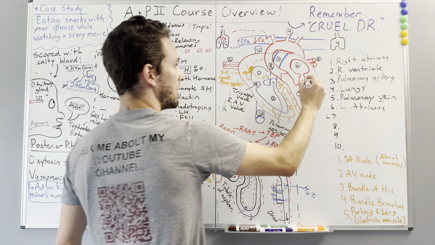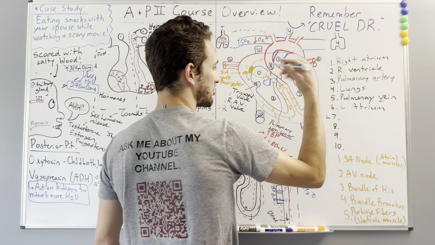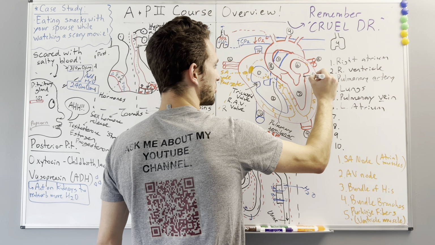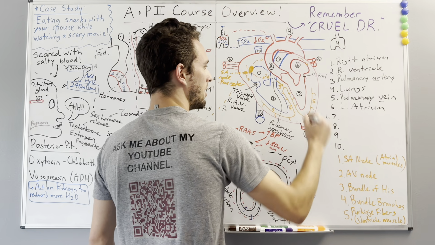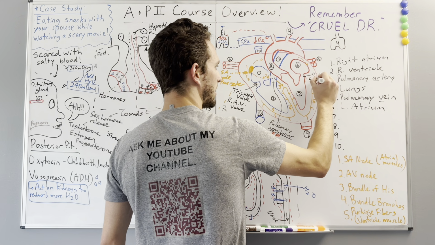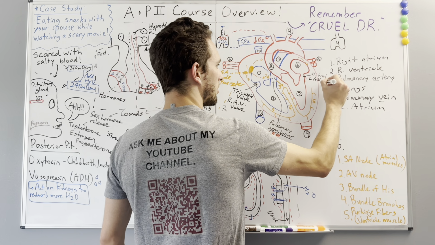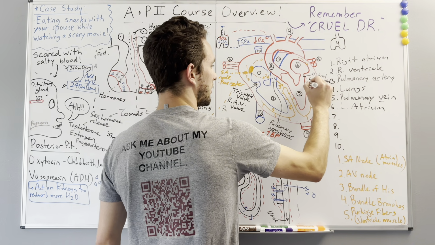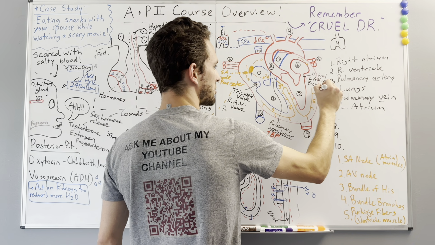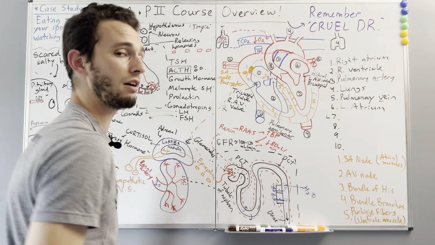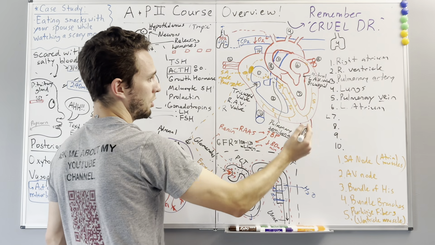We're pumping it through another valve here. This valve has 3 names. One is the mitral valve. It's the most common. The other one is going to be that left AV valve. And then the last one, it could be called the bicuspid valve. The most common name we use is the mitral valve, okay? So it pumps through that valve. We get to number 7.